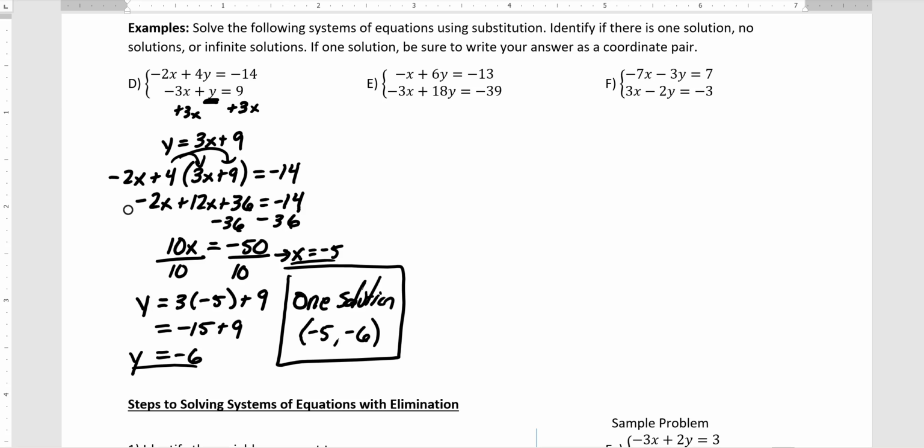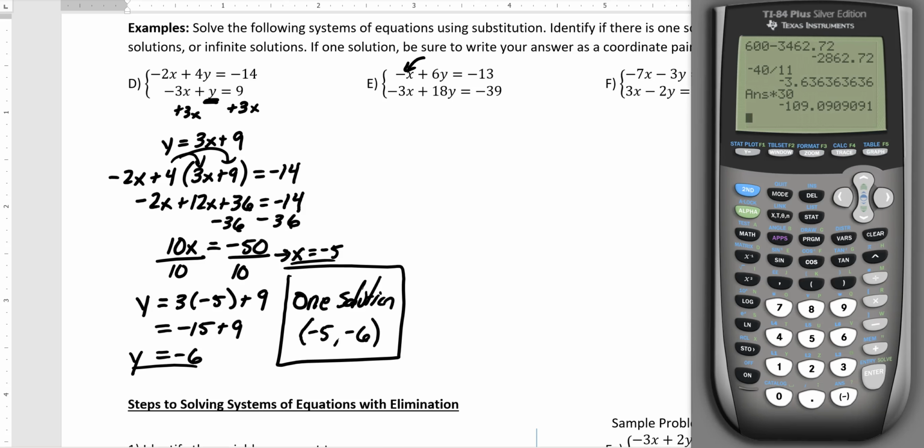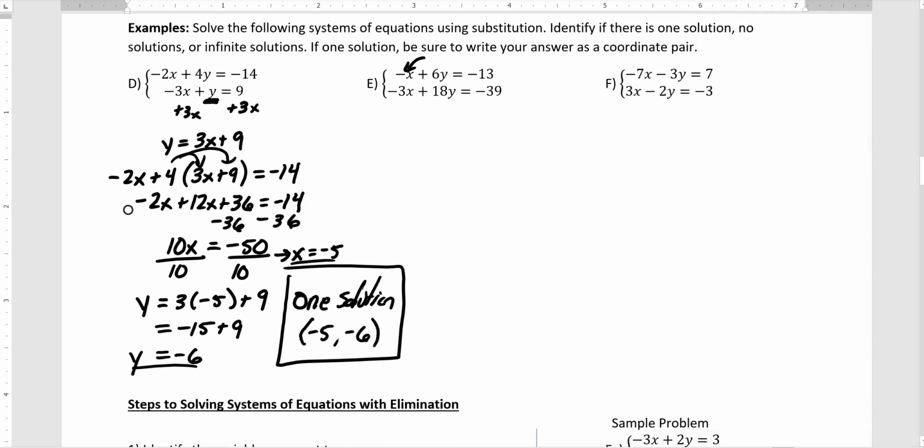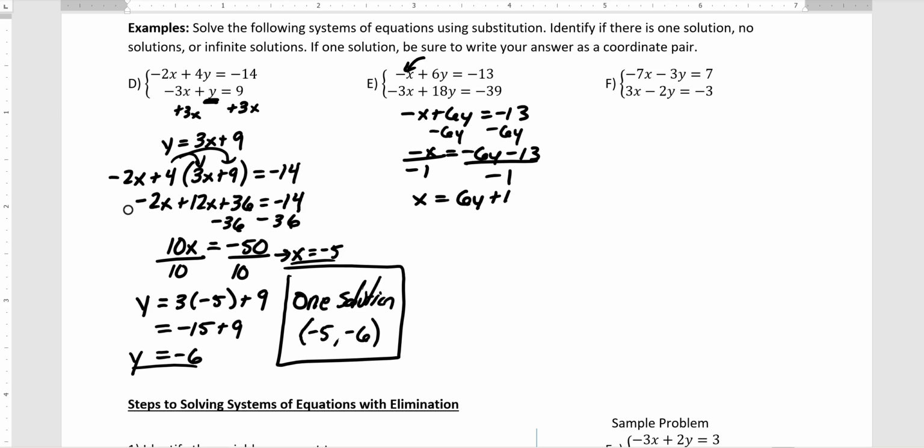All right. So this one's a little tougher because there's no one variable that's super easy to isolate. I would recommend doing this negative x up here. We can do this without a calculator. So if I have negative x plus 6y equals negative 13, and I want to get this x all by itself, I'd subtract 6y. So I'd have negative x equals negative 6y minus 13. And then I divide everything by negative 1, and that tells me that x equals 6y plus 13.